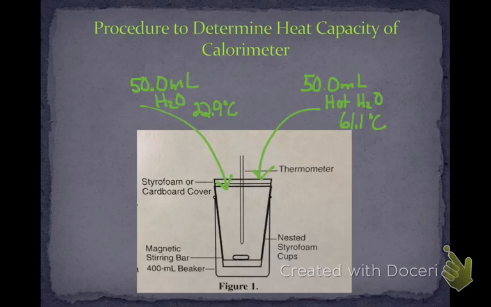The next thing that we're going to do is record temperatures every 20 seconds for 3 minutes. When you're done recording the temperatures, you will dump the water in the sink and dry your calorimeter and get it prepared to do the actual reactions, which is part 2 of this lab, which is the next video. Today we're just going to focus on adding the room temperature and the hot water to the calorimeter, mixing and taking those temperatures every 20 seconds for 3 minutes.